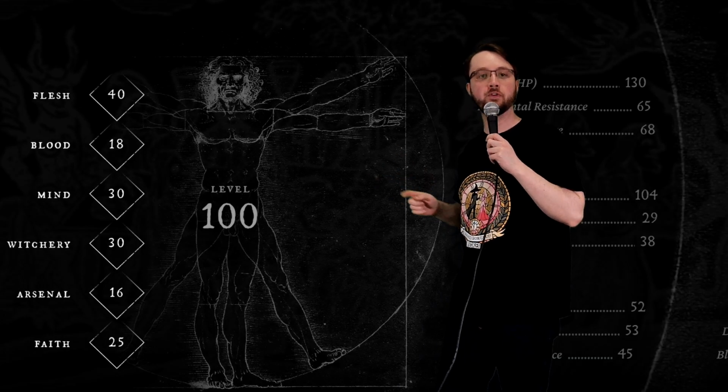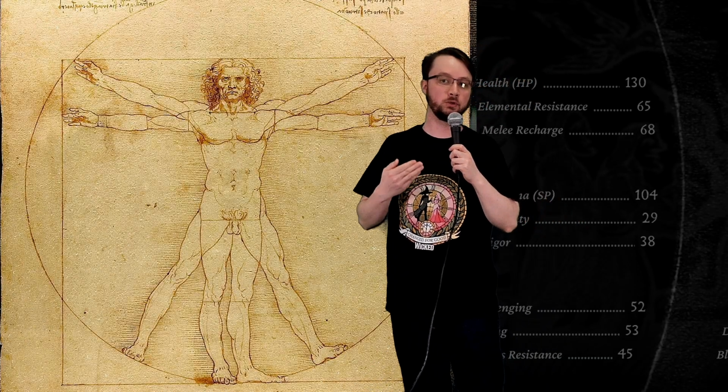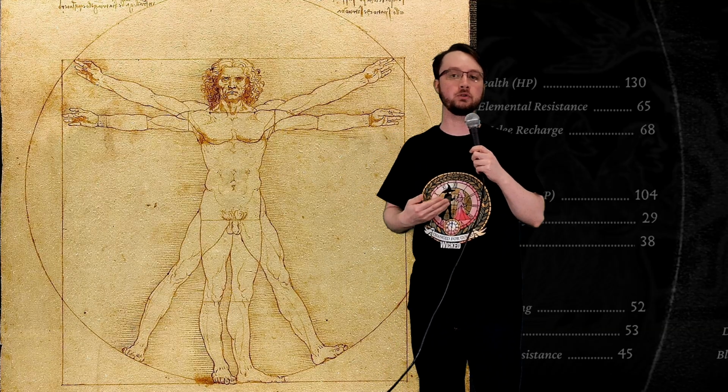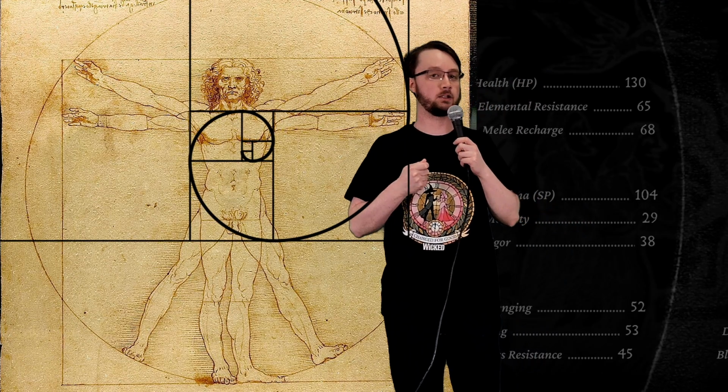This is the Vitruvian Man. The Vitruvian Man is an illustration by Leonardo da Vinci that depicts the ideal symmetrical proportions of the human body. A lot of the times it's associated with the golden ratio, but that isn't exactly true.